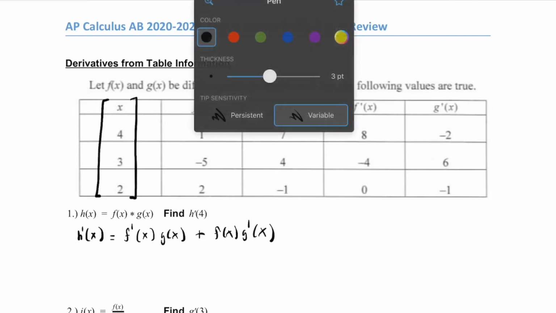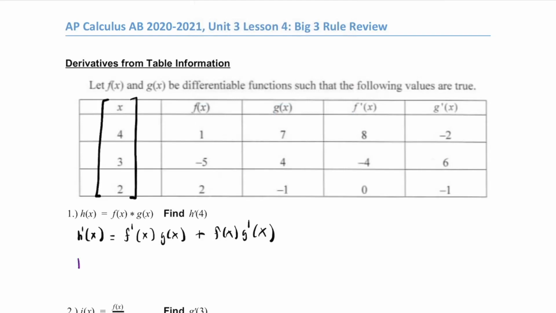Now, we don't actually even know what f and g are, but we can totally find h prime of 4 because we're just plugging in and we have all of this information. We can find f prime of 4 and multiply it by g of 4. We can find f of 4 and multiply it by g prime of 4. It's literally a matter of just looking these values up in a table.